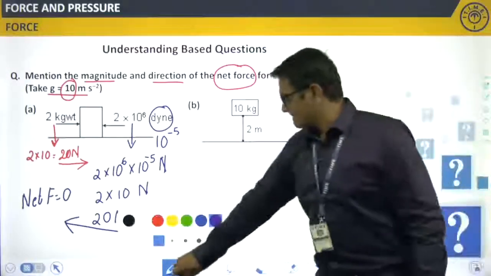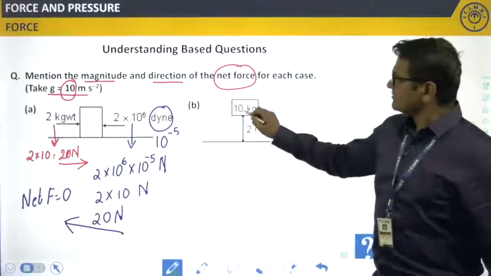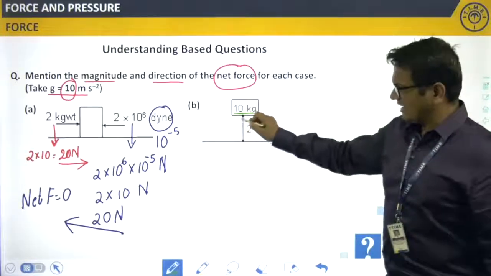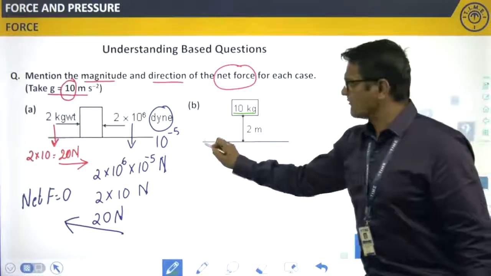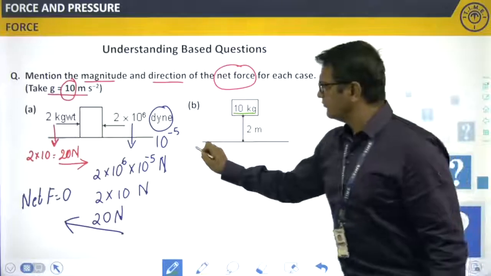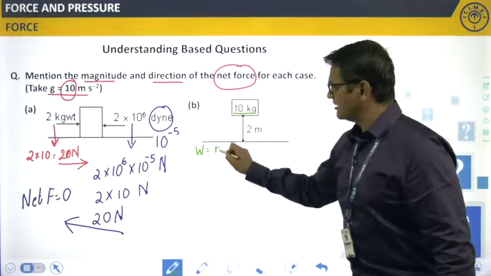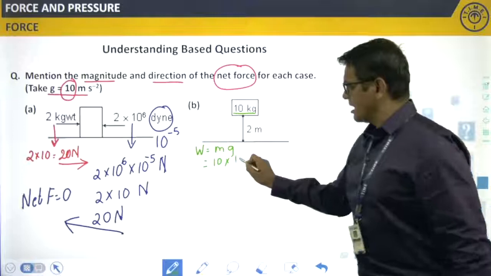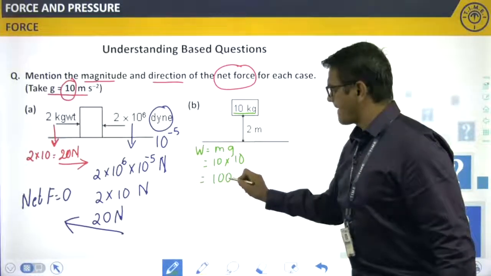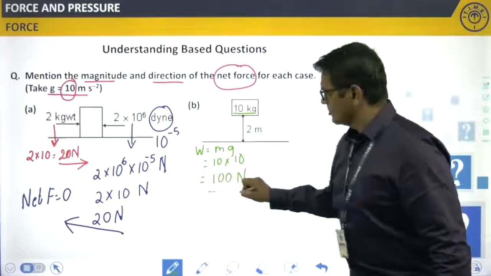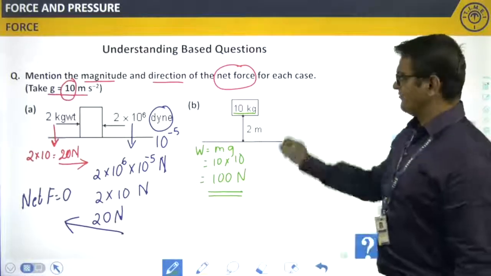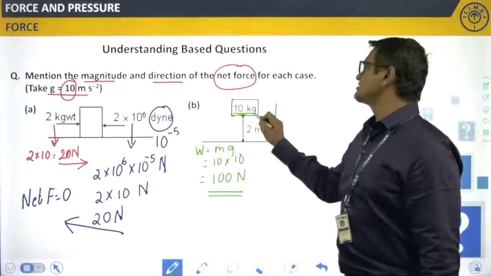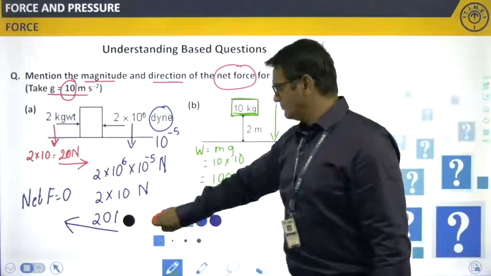Let's see the second case. Now I'll use some other color for that. Here there is a mass of 10 kg, and it is at this height. That means the earth will pull it, right? How do I find its force? The force acting here, I can take it as weight. Weight is nothing but m into g. M is 10, g is 10. So I get 100 Newton. So what is the force that is acting? 100 Newton. And which direction? Downwards. Clear?